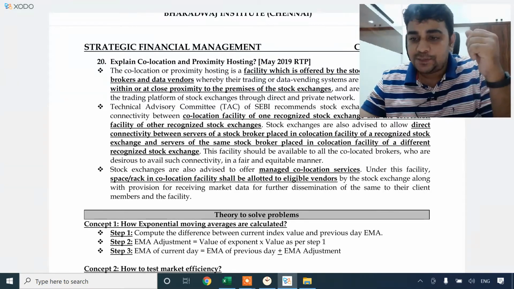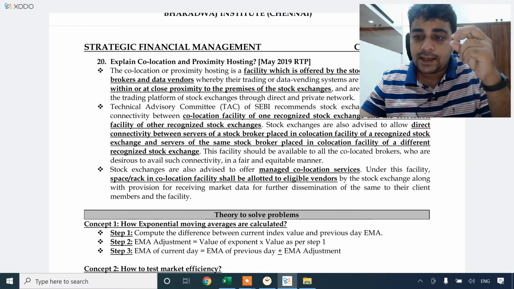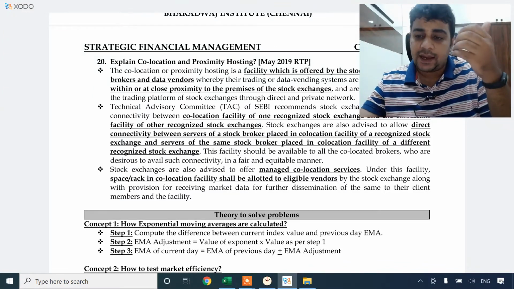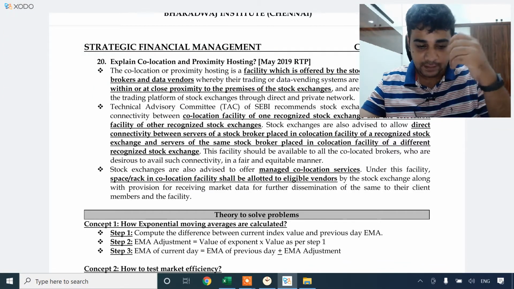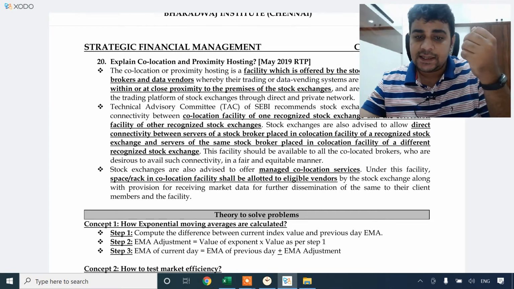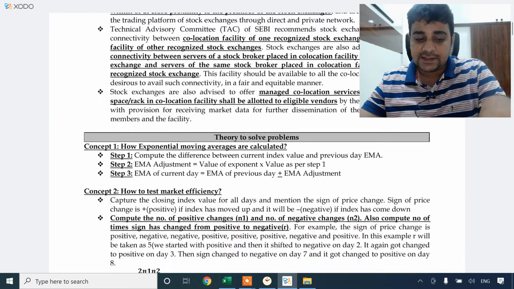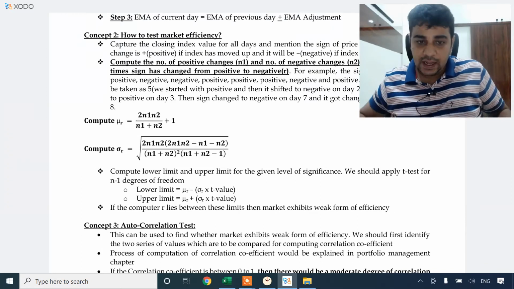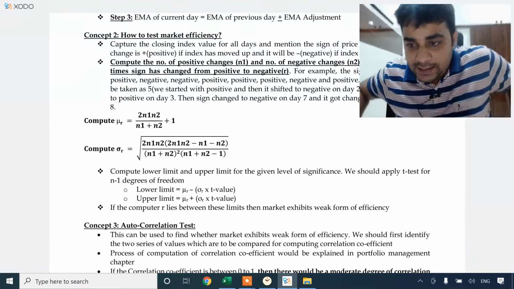One is exponential moving average, which can help you in understanding whether the market is in a bullish trend or in a bearish phase. Bullish is the market going to increase over the medium term, and the bearish phase is if the market is going to come down over the medium term. The second part is on testing market efficiency, where we have two tests. One is the run test, and the second is the autocorrelation test. I'm going to discuss these two as we proceed.